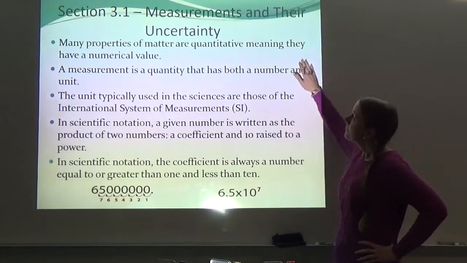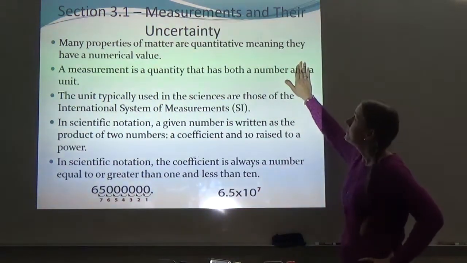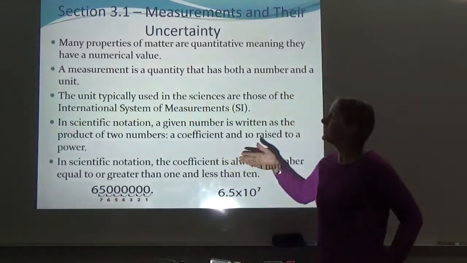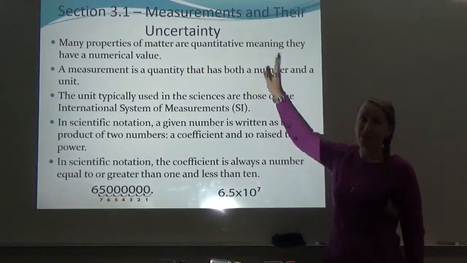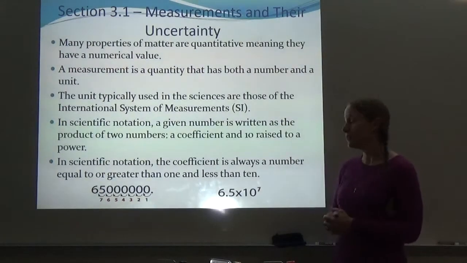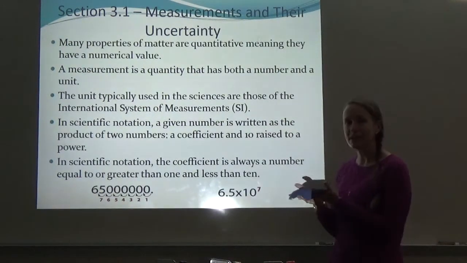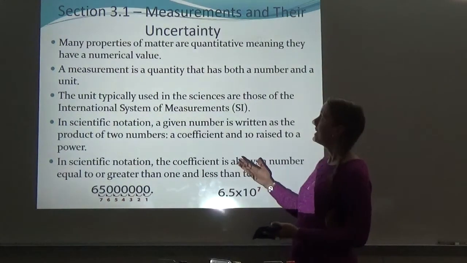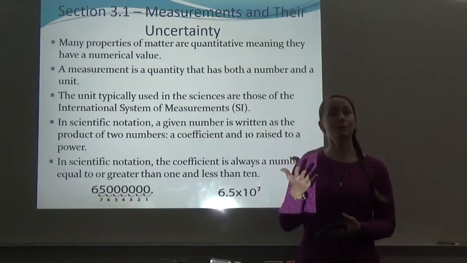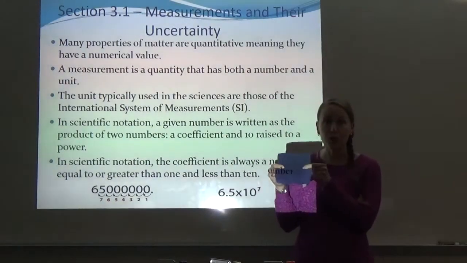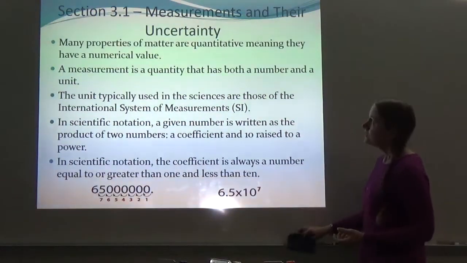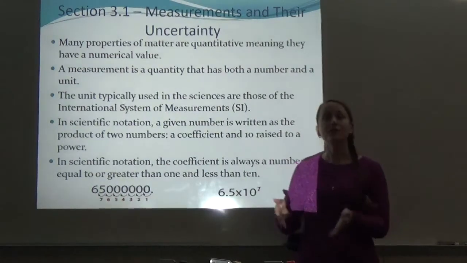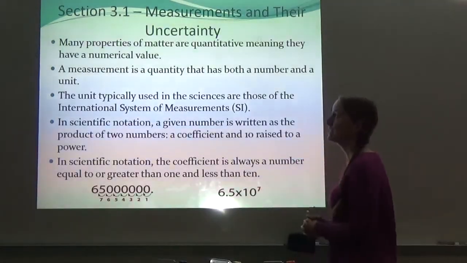Alright, so many properties of matter have quantitative meaning, and that means that they have a numerical value. Okay, so if something is quantitative, it means it has a number associated with it. So if I said this cloth weighs 50 grams, that would be a quantitative meaning. Qualitative, on the other hand, would be a descriptive word. So if I said this cloth is blue, that would be qualitative. So a measurement is a quantity that has both a number and a unit. So 50 grams, 20 centimeters, things like that.